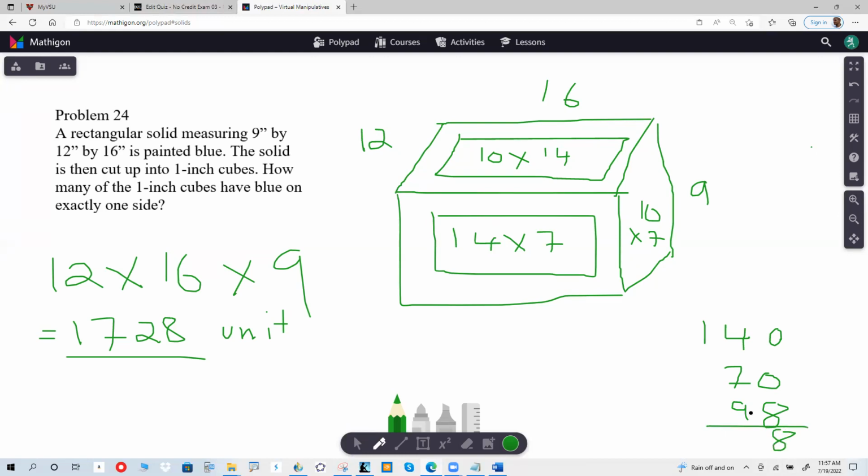I'm going to add it all up. Let me do it carefully. 140 plus 70 plus 98 is 308. And my answer will be times 2. I have to multiply it by 2, guys. I accounted for 3 of the faces. The answer is going to be this face twice, this top face twice, this right face twice. So the answer will be 308 times 2, 616.